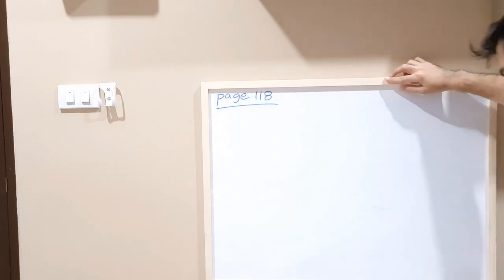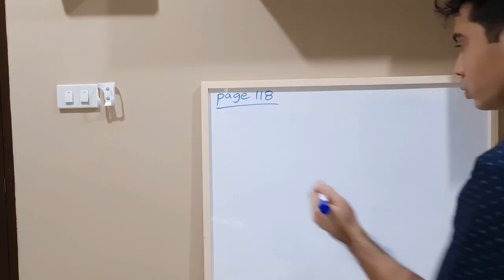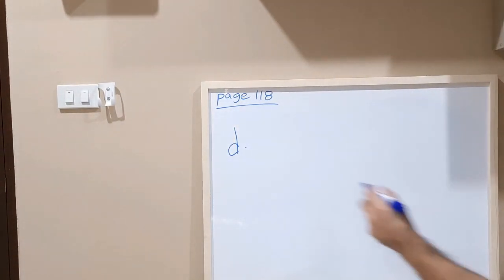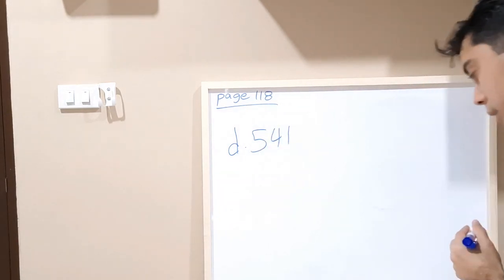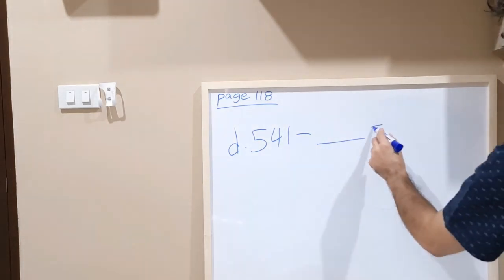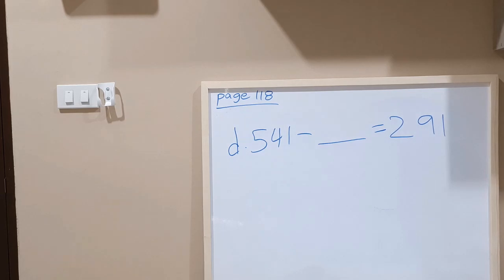Okay. Letter D. Letter D. We can write it here. 541 minus the strawberry will give you 291. Now, what do we do? For letter D, we will subtract.